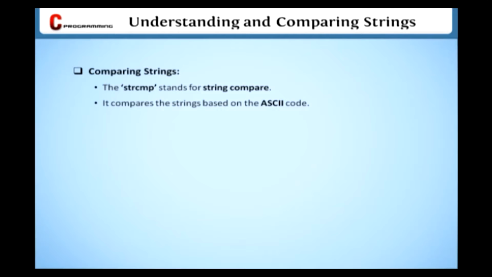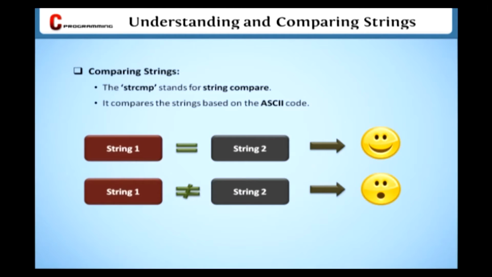To compare two strings, we use a function called strcmp, which stands for string compare. The strcmp function compares the strings based on the ASCII code. To illustrate this, look at this image. The first image indicates the successful comparison, and the second image denotes an invalid string comparison.